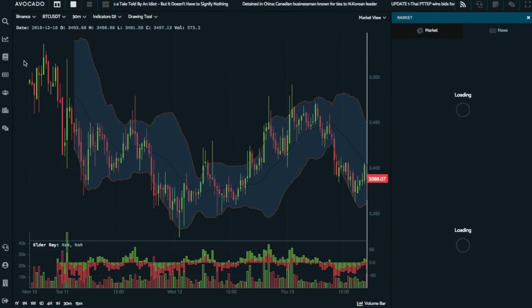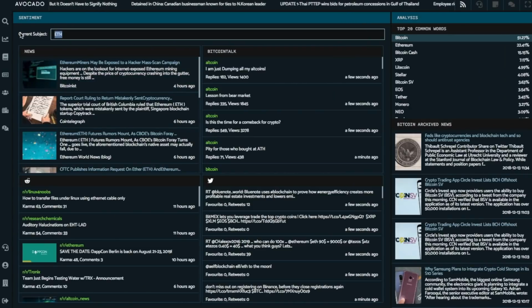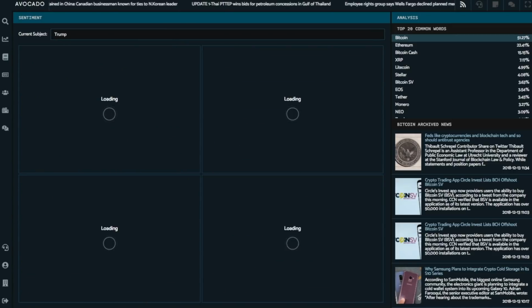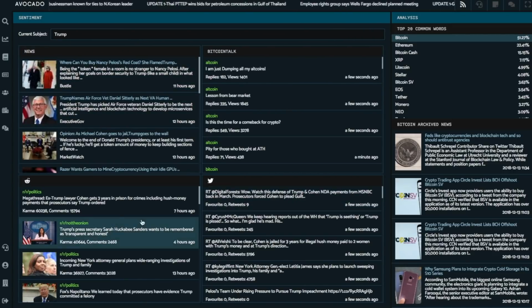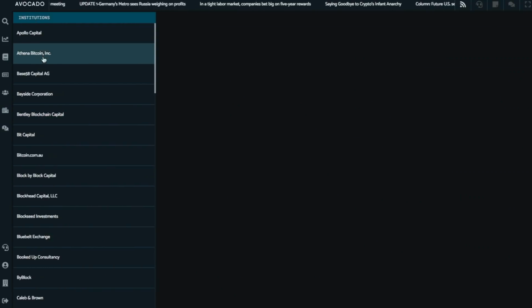And then, okay, news here, you have your regular sentiment over here. You can type in anything, like I could type in Donald Trump, and just being able to get what's happening in regards to him on Twitter and whatever. Not that anyone should be looking that up.